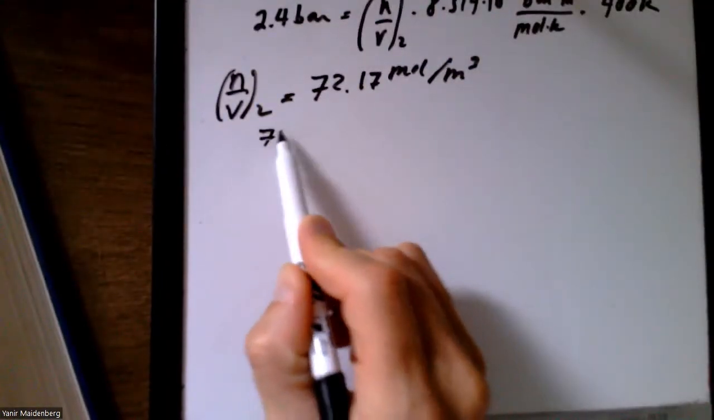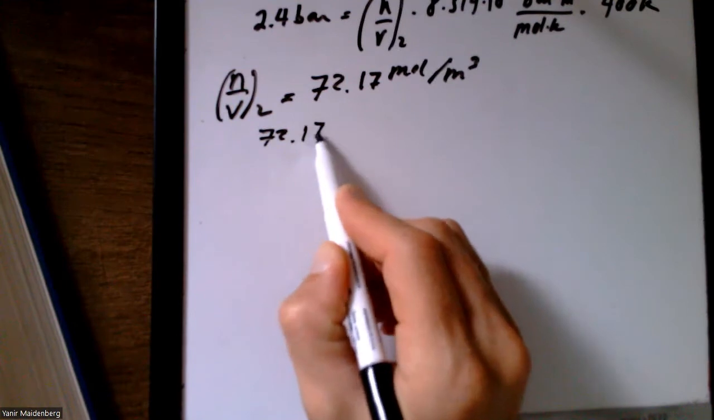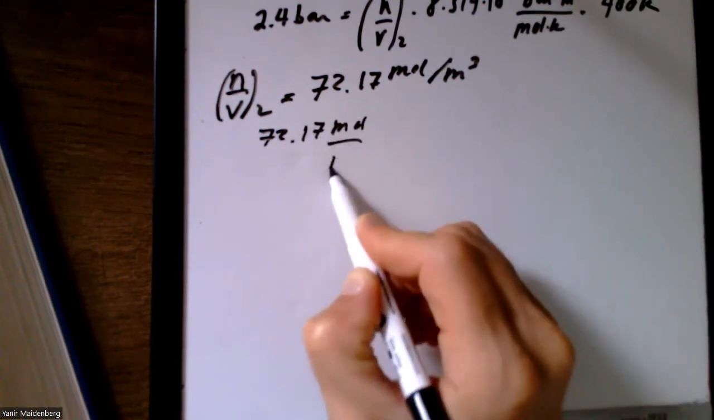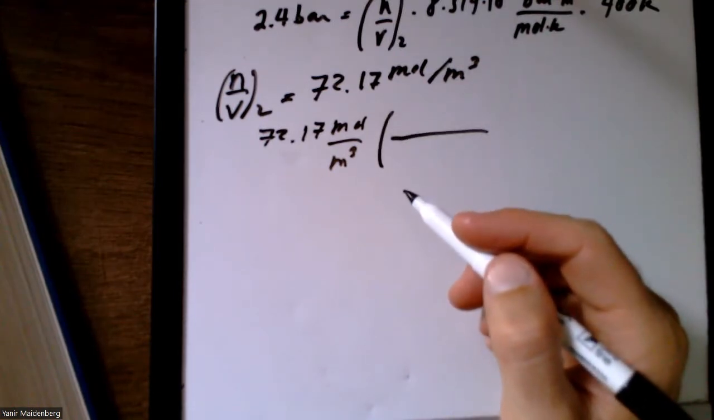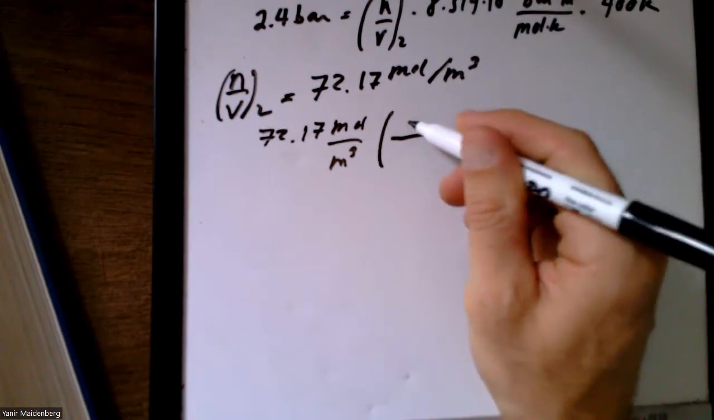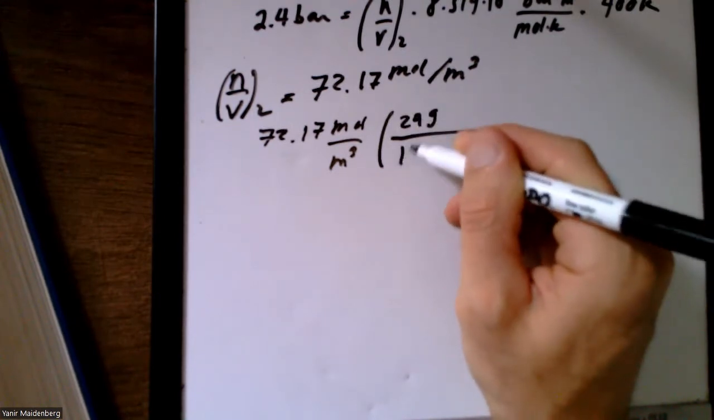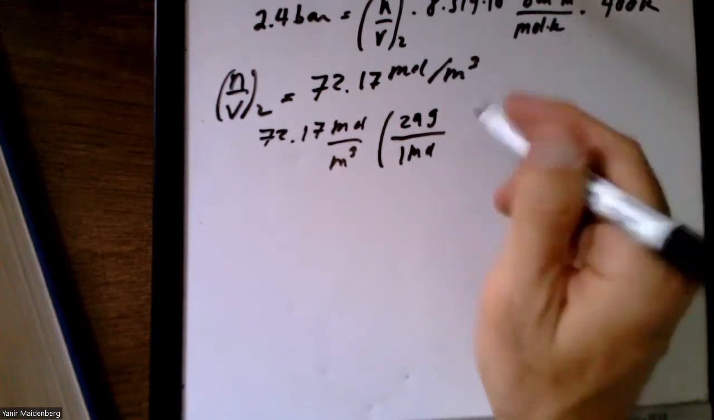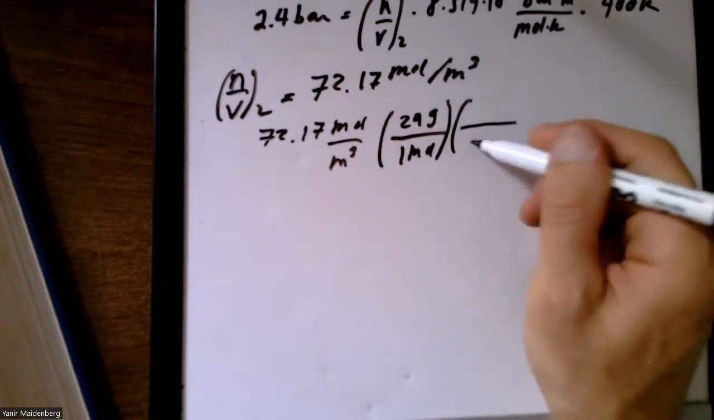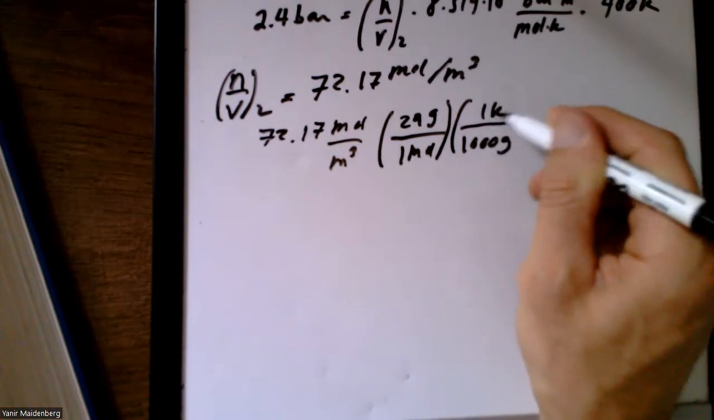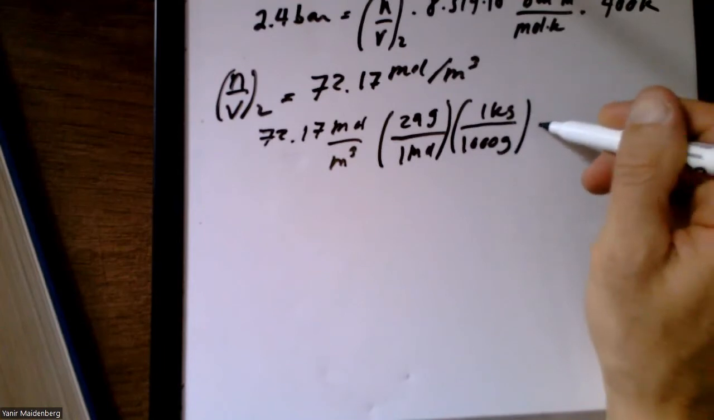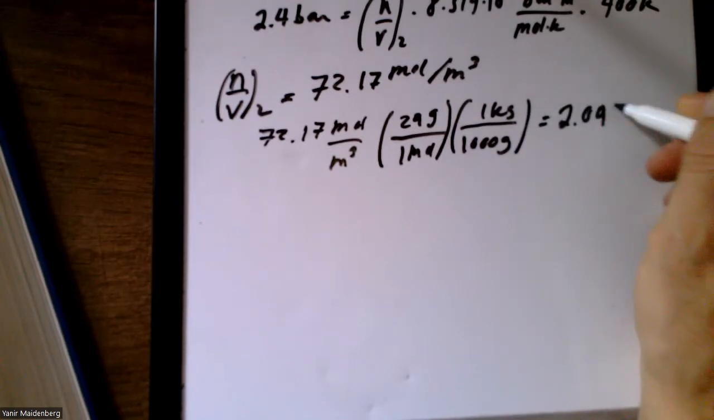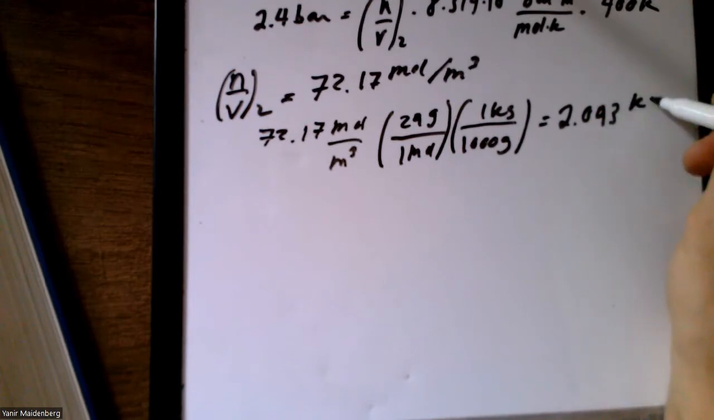So what I'm going to do now is the same as before. 72.17 mole per meters cubed. I know that my molecular weight for air is 29 grams of air per 1 mole of air. And then I don't want grams, I want kilograms. So it's 1,000 grams per 1 kilogram. And I get 2.093 kilograms per meters cubed.